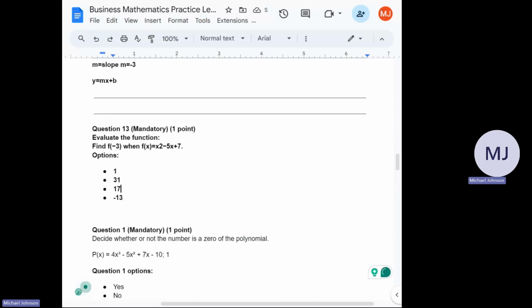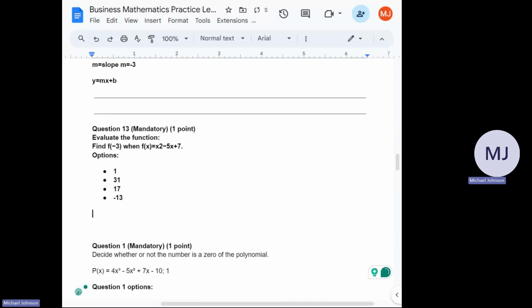And then what we do here for 13 is we'd have to put -3 into the equation. So we do -3 squared minus 5 times -3 plus 7, and then we get 31. So that's how we would do that one.